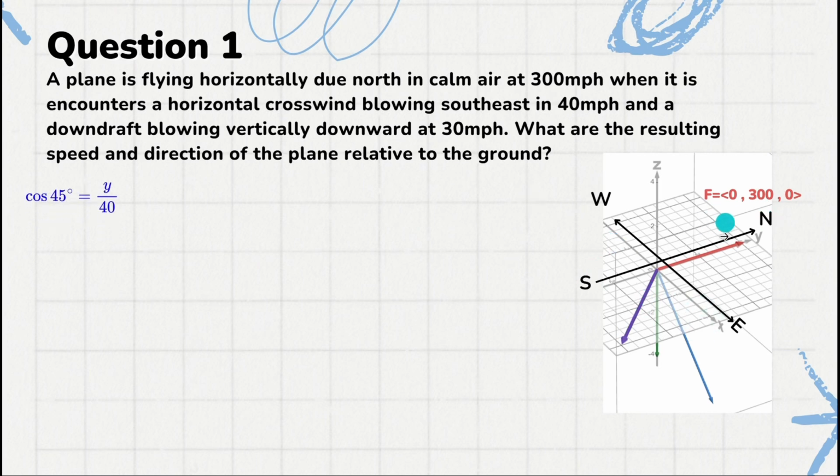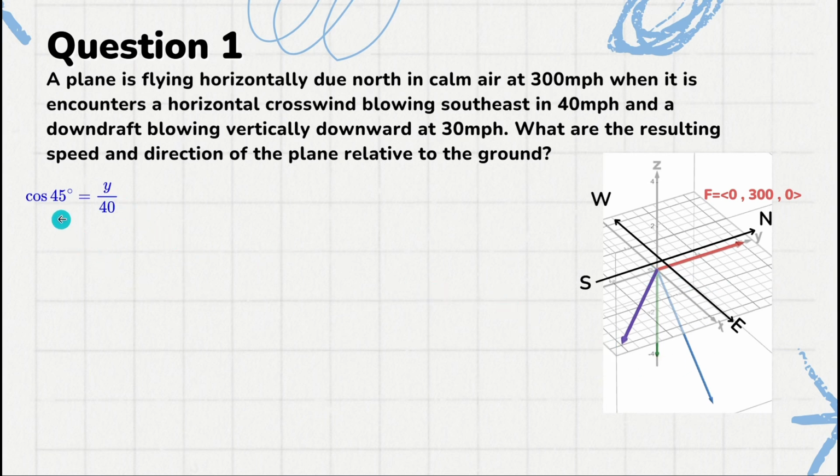Okay, so we have to calculate the y component of this horizontal crosswind. It's at southeast, so it's 45 degrees towards y. This is from the purple line to east, it is 45 degrees, and the length of this is 40, so we need to find the y component.